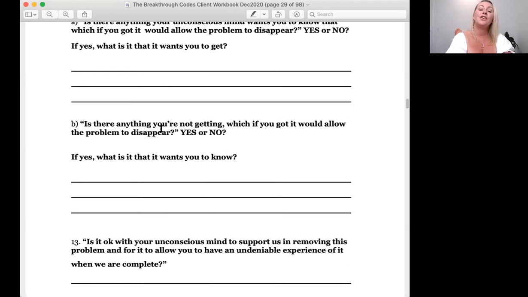Next is there anything you're not getting? Again, loaded with presuppositions here, which if you got it, would allow the problem to disappear, yes or no? If they say yes, what is it that it wants you to know? And you're going to get some absolute golden magic here again. And possibly the client will cry. You've entered their soul.